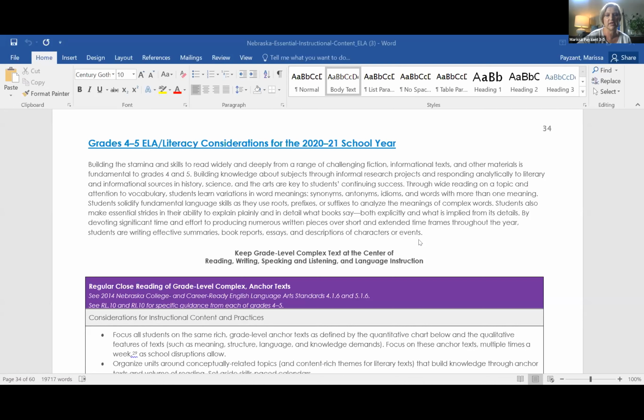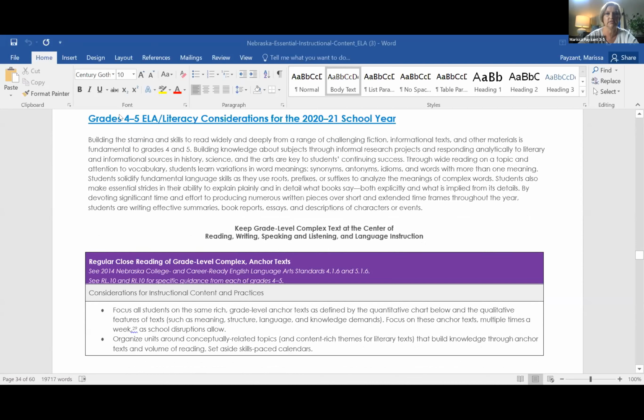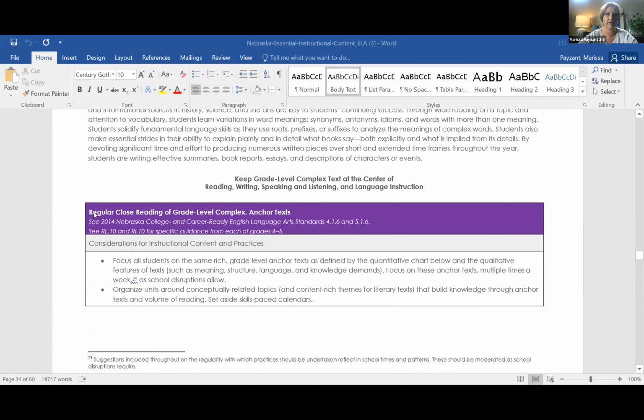I just pulled a random section here, but this is for grades 4-5. It's really a tool that can help you think in terms of content for the upcoming school year. And think about that content not as backtracking or spending all of your time assessing students to find out what learning has been missed, but really marching ahead with grade level content and remediating along the way as necessary. So there's some really great guidance here. Again, ELA is by grade band. There's also one for math, and it goes by individual grades. You can see here the essential content identified is regular close reading of grade level complex anchor text. We talked a lot about that today.